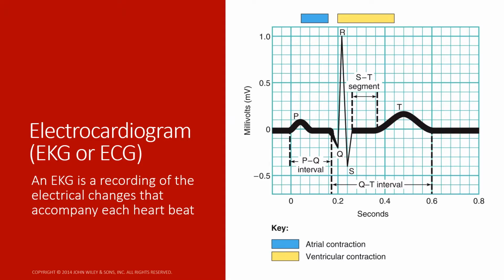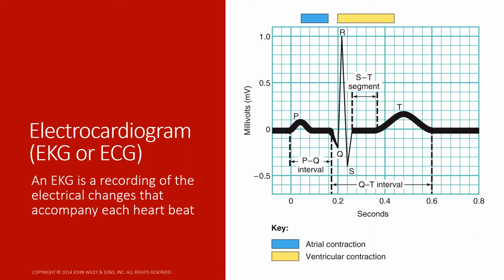As action potentials propagate through the heart, they're going to generate electrical currents that can be detected from the surface of the body. So an electrocardiogram, which is abbreviated either EKG or ECG, these are interchangeable, is a recording of those electrical signals that are put off by the heart. Now on a typical EKG, we have 3 very clear, recognizable waves that appear for every heartbeat.